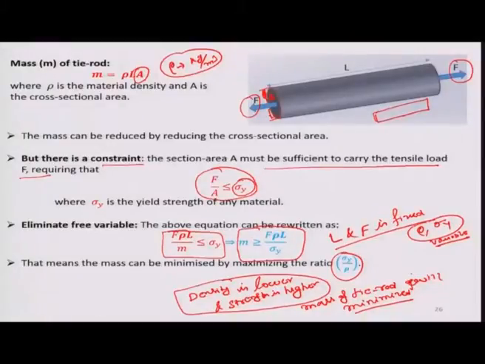Okay. So, here what we did, we just formulated our requirement and we reduced our domain to the selection of a material. So, what is the domain? Our domain now is density: the material which has a lower density and higher strength. If we use those materials, then the mass of the tie rod will get reduced. Okay.